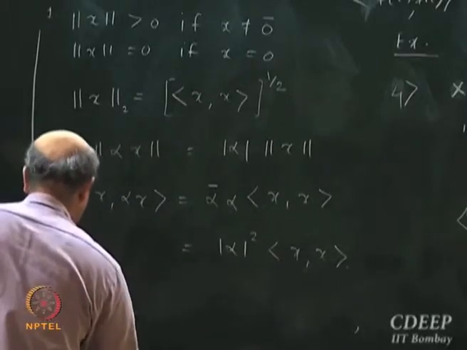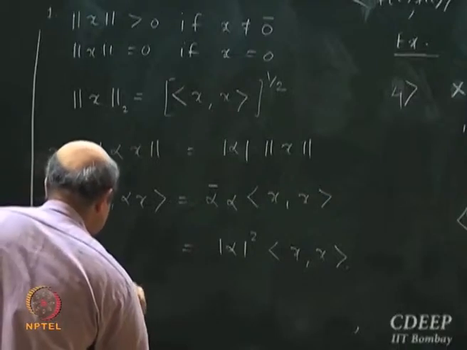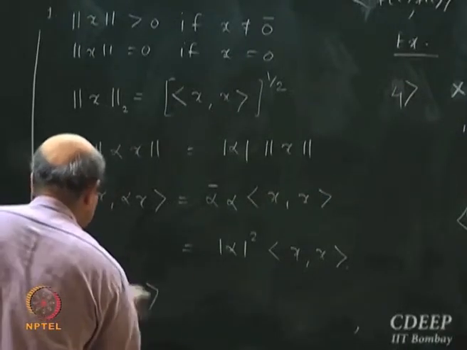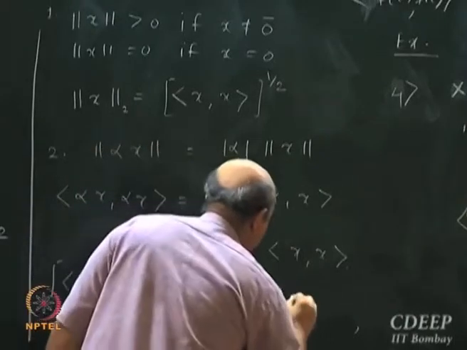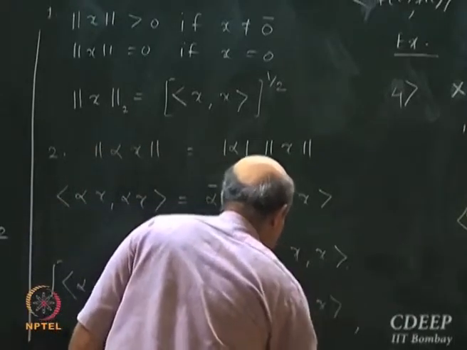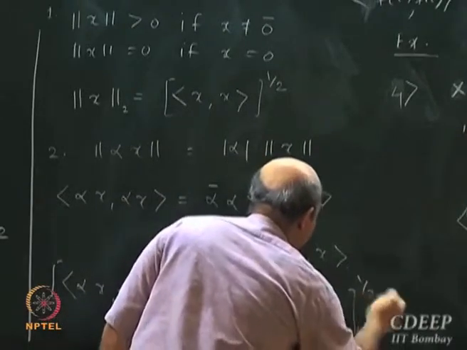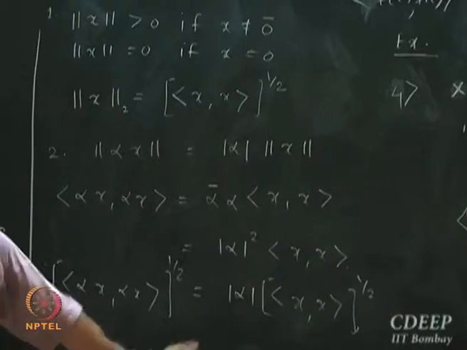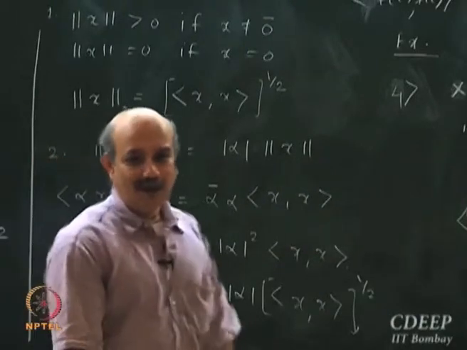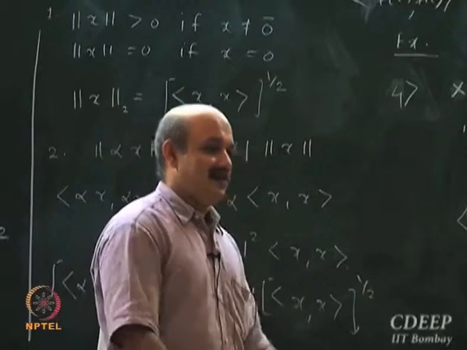So alpha x raised to half is equal to mod alpha x raised to half. We have proved whatever we wanted. So far so good. Okay, now comes the third problem.